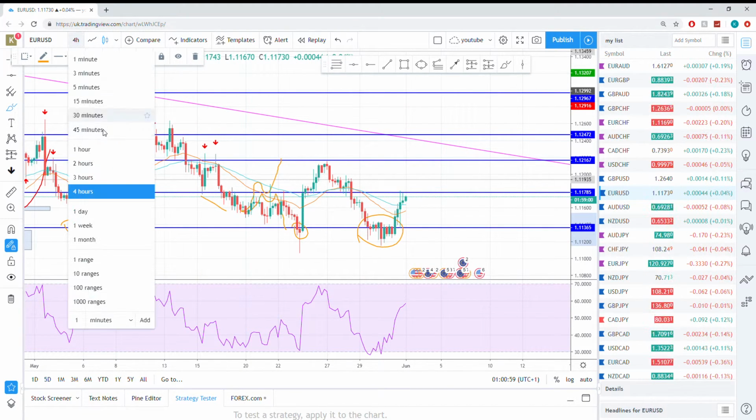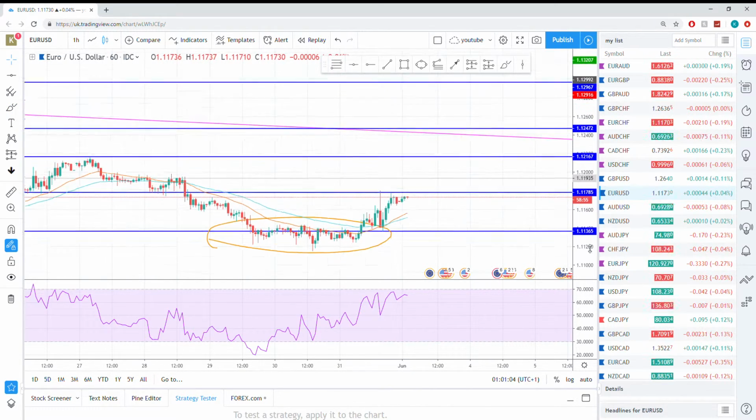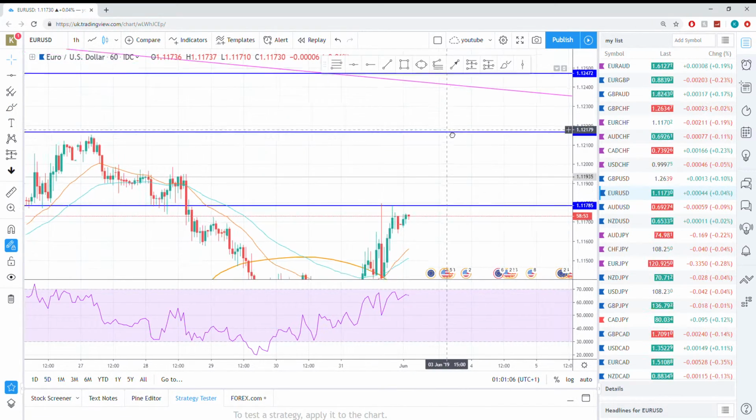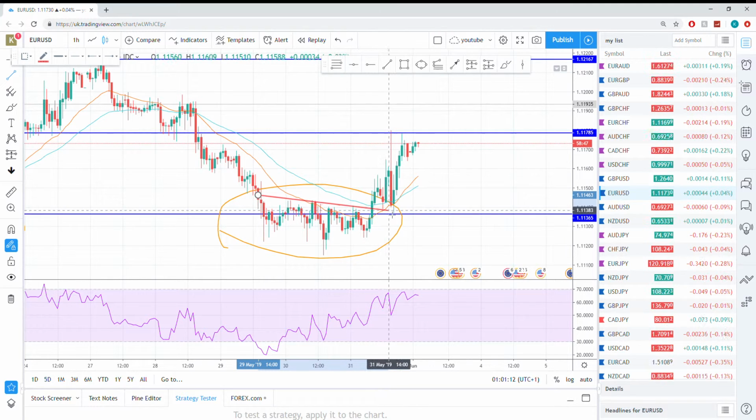So let me just step it down one more to the hourly, and we can take a bit more of a look into where we are. So we can see how we basically took a break in this area here.